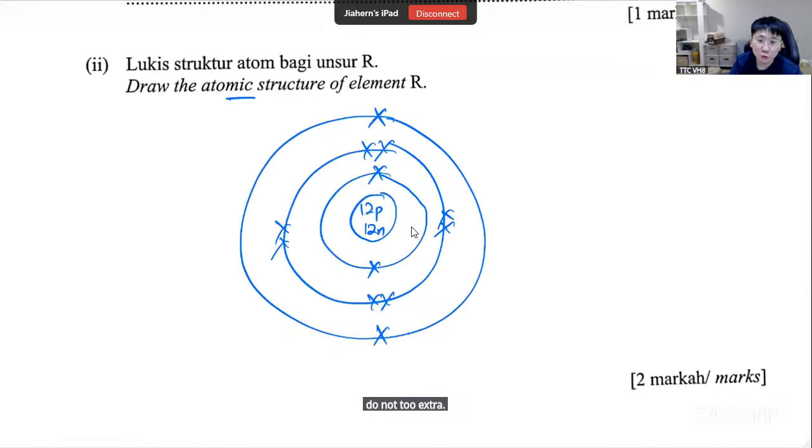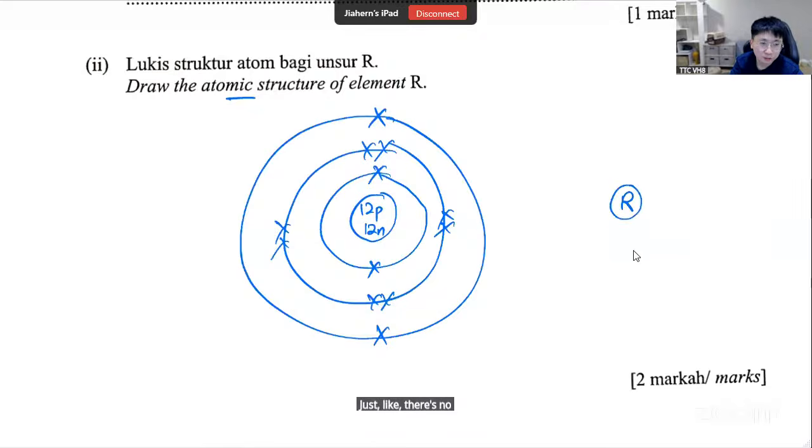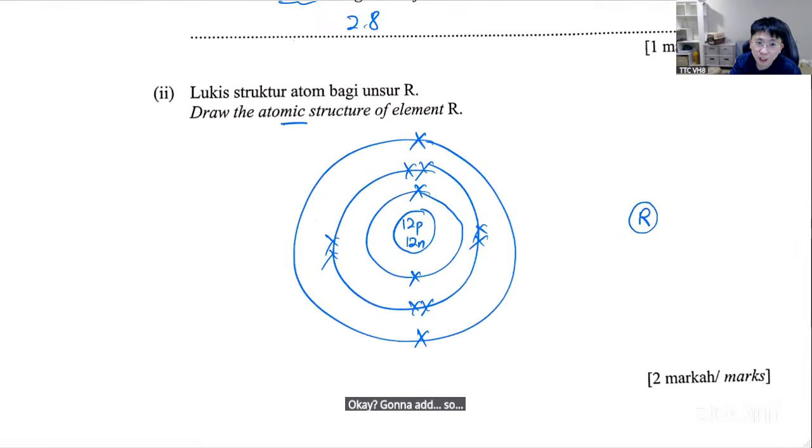Even if you draw the symbol, let's say this is element R, the nucleus is like this. Just like this. No need to shade at all. Shading is never in your marking scheme saying you must shade. Okay. So this is the idea. No issue.